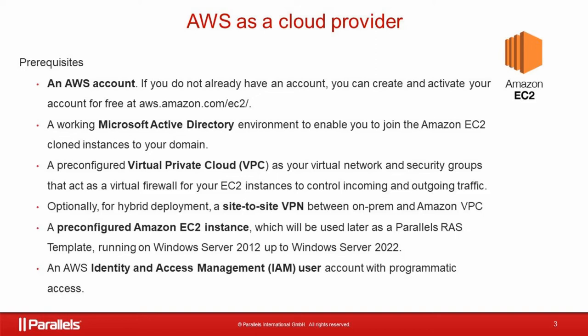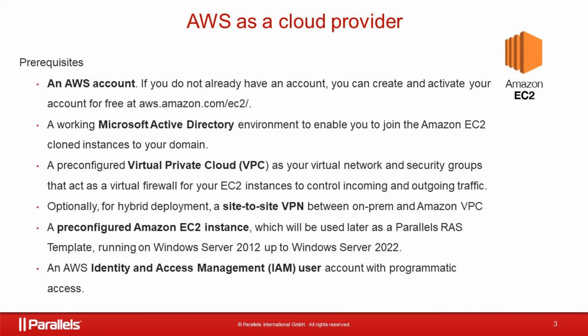You also need to have a working Microsoft Active Directory environment to enable you to join the Amazon EC2 cloned instances to your domain. A pre-configured virtual private cloud, VPC, as your virtual network, and security groups which act as a virtual firewall for your EC2 instances to control incoming and outgoing traffic. Optionally, for hybrid deployment, a site-to-site VPN to establish connectivity between your on-premises site and Amazon VPC.